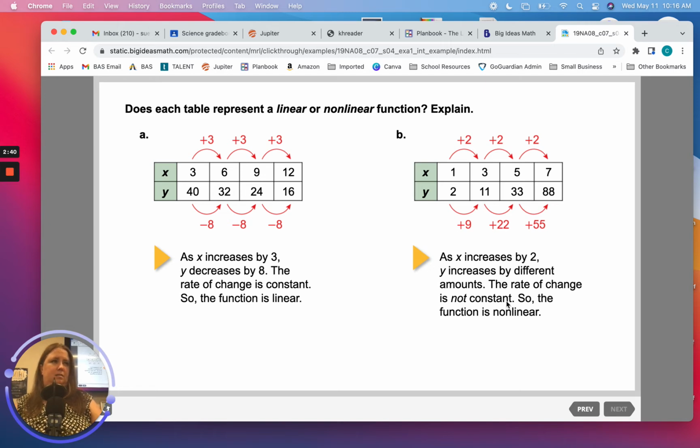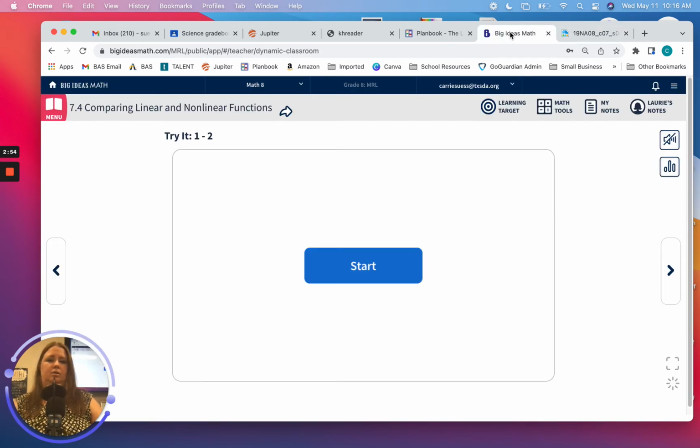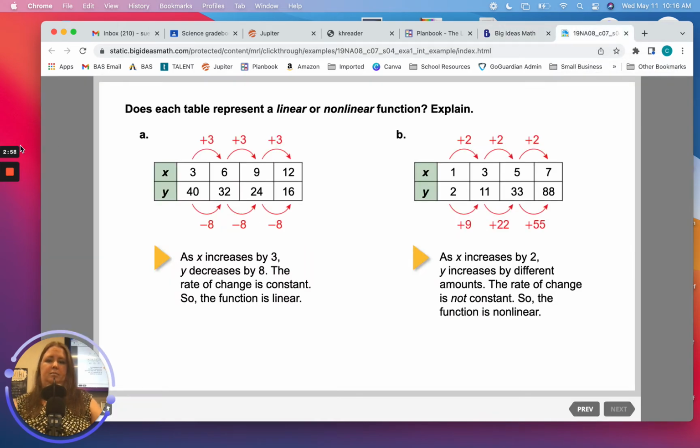Does that make sense? So this is literally all you have to do: just look at the tables, do a little math to see what the rate of change is. Okay. Does that help? Yes. All right, go do your try it 1 and 2. I'll leave this up in case anybody is still writing it.